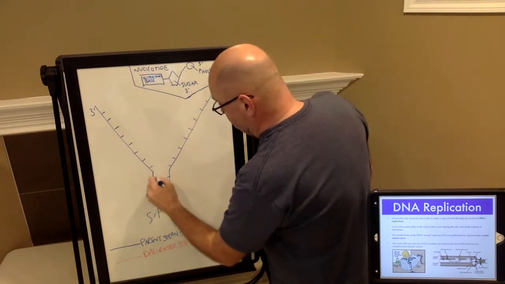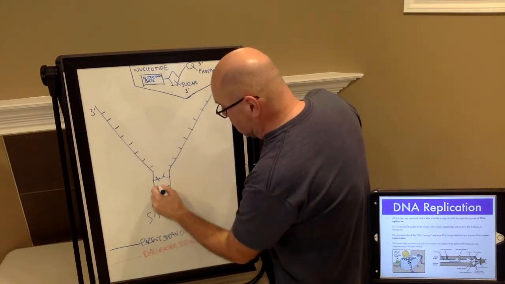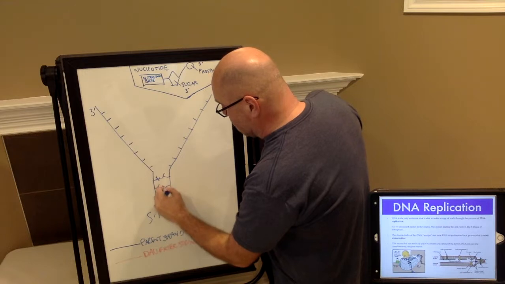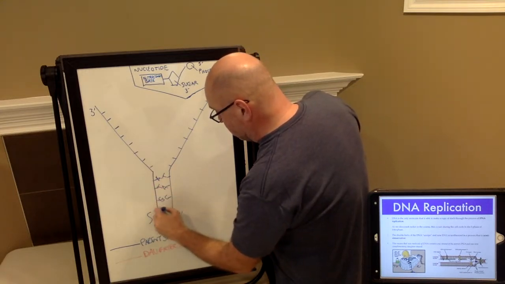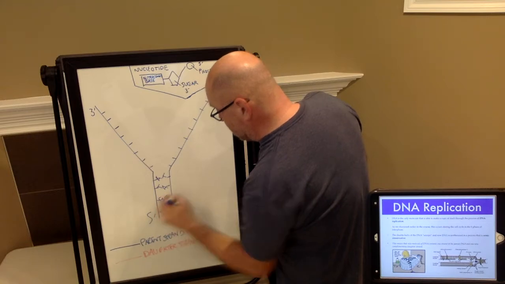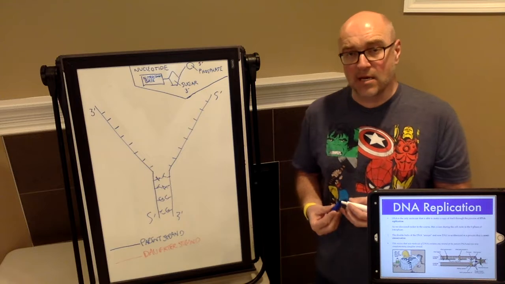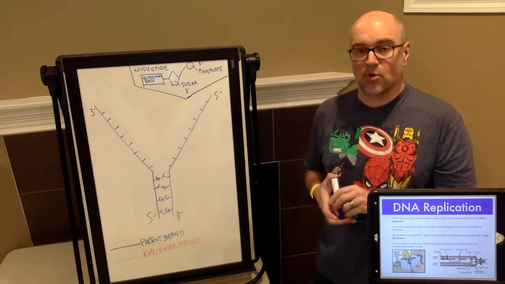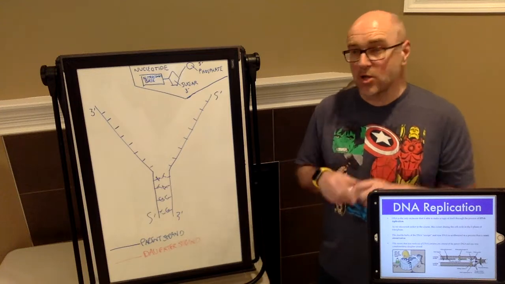So remember that if I have an A, A's are always going to bond to T's, T's will always bond to A's, G's will bond to C's, and C's will always bond to G's. So again, T's are thymine, A's are adenine, C's are cytosine, and G's are guanine. So that's the inside of the DNA molecule.